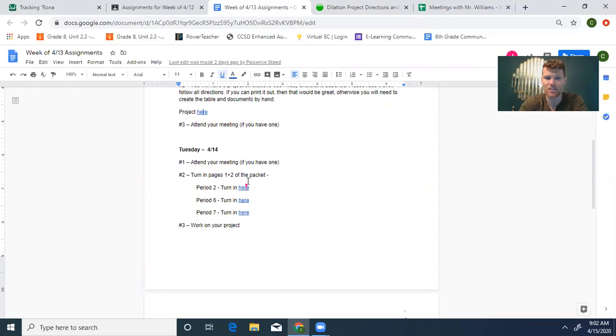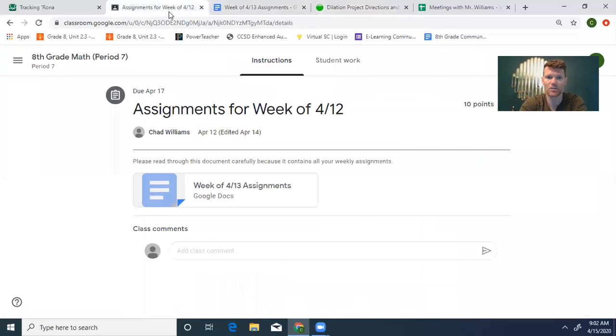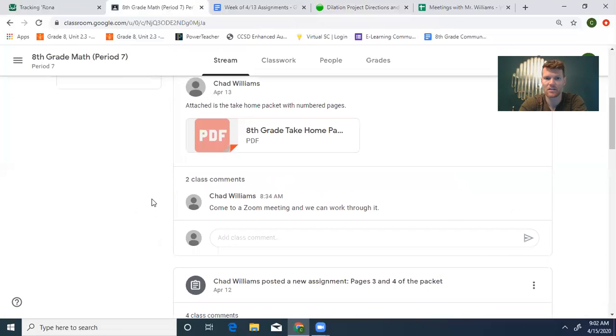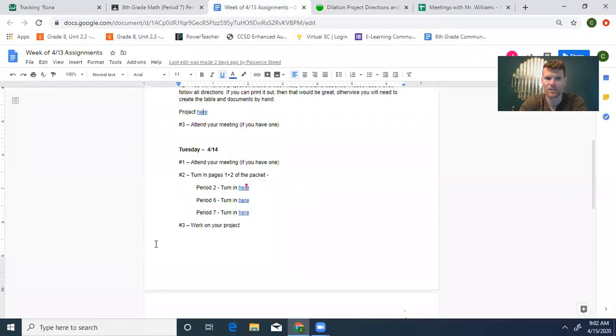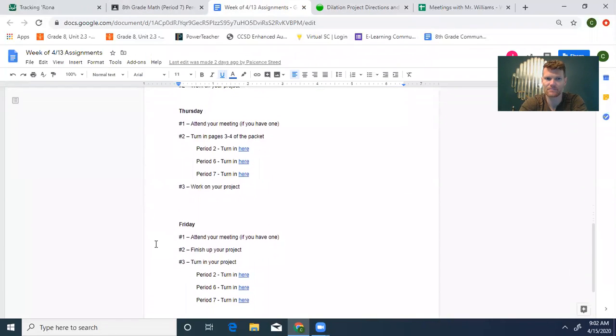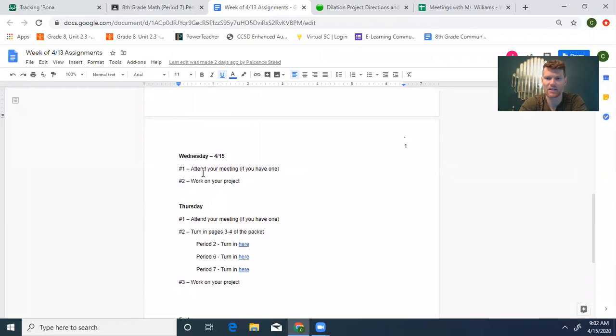On Tuesday, you need to turn in your pages 1 and 2 of the packet. So I have links here. Also, if you go to your assignments and you go to your feed, you can also turn it in here. Okay, so there's your second window to turn it in. Then if we go to Wednesday, I just said attend your meeting if you have one. So that would be the Zoom link at the top, work on your project.